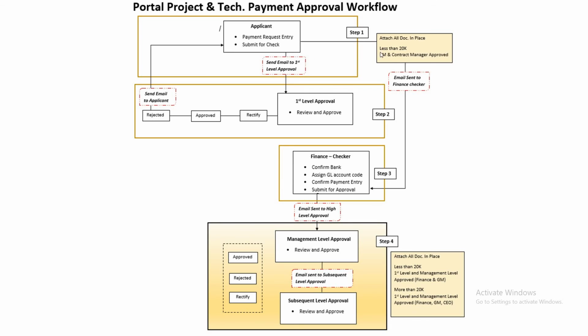The applicant will click the check button to send out to the finance user called checker. The finance checker will check what account needs to be assigned to the payment and also which bank is going to be used to pay for the payment. Once the checker has confirmed everything, they can send out the workflow to the management.